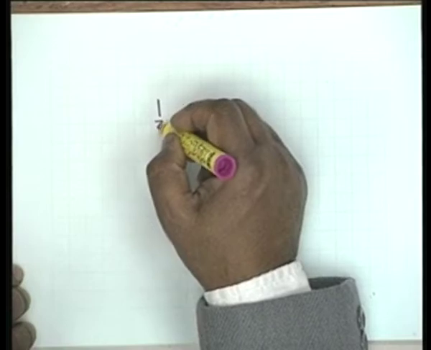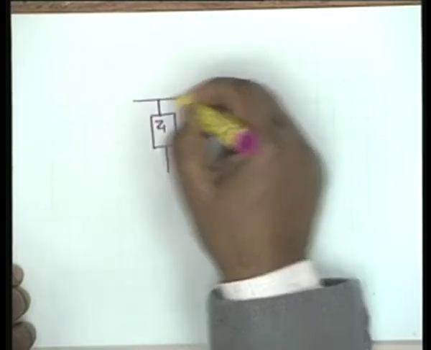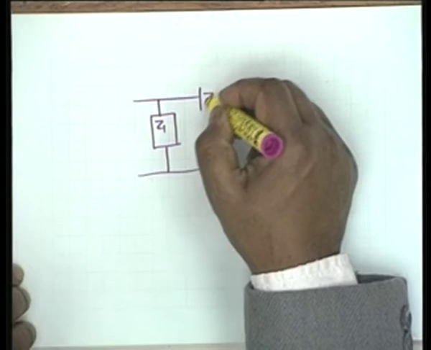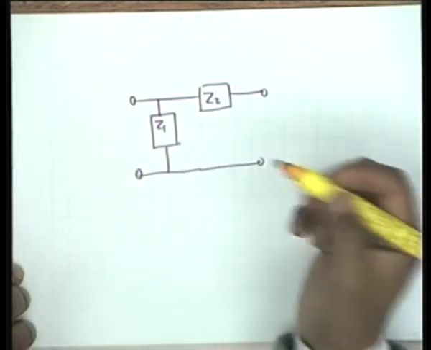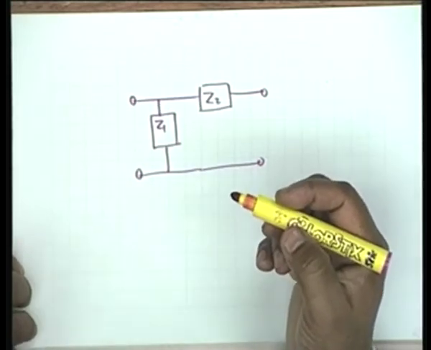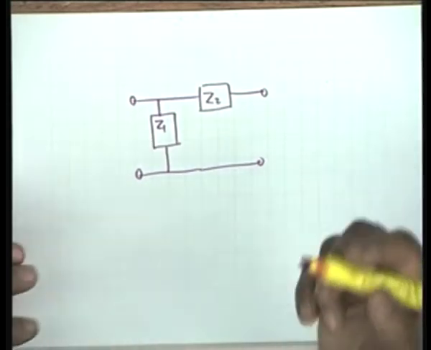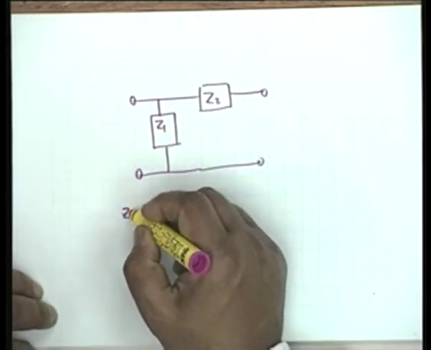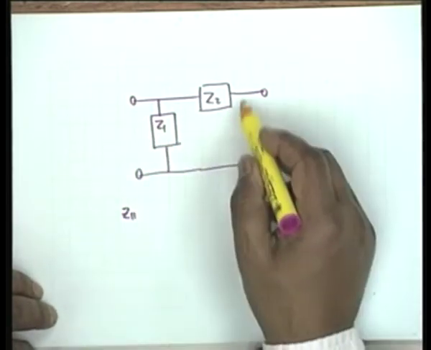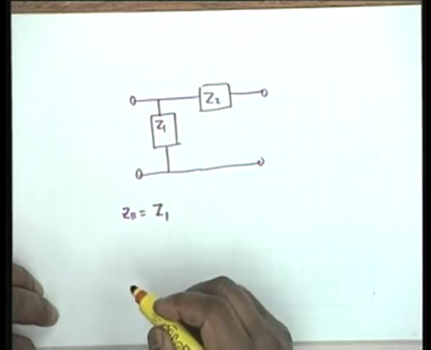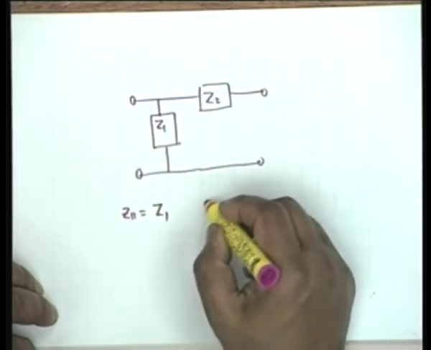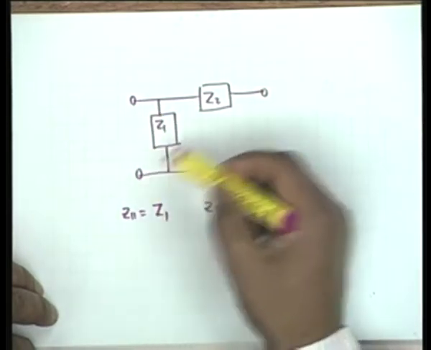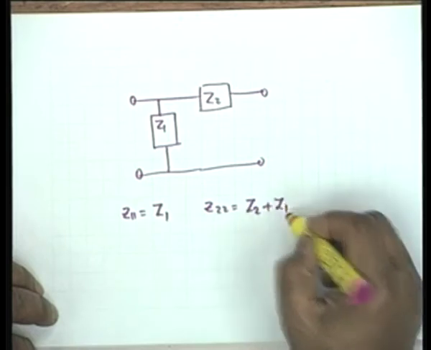Let us do the third network here, which is a z1 and a z2. Once again, it is a 3-terminal network. Okay, I can apply the definition. Let us do that for a change. The definition z11, keep this open, so this would be simply equal to z1. Alright, keep this open, measure the impedance here. z22 would be, if this is open, then it is simply z2 plus z1.